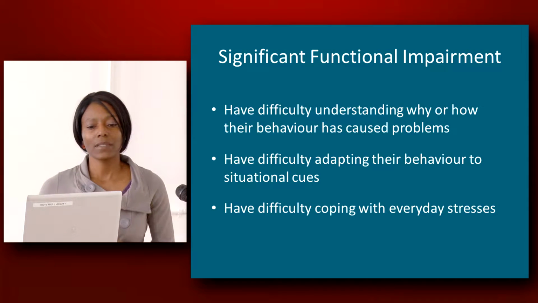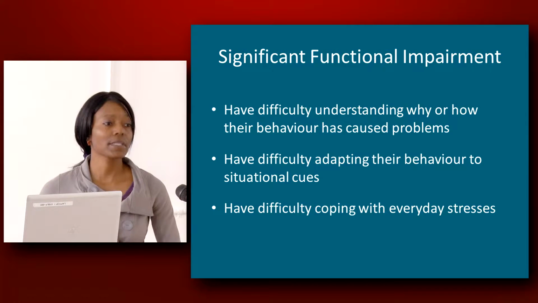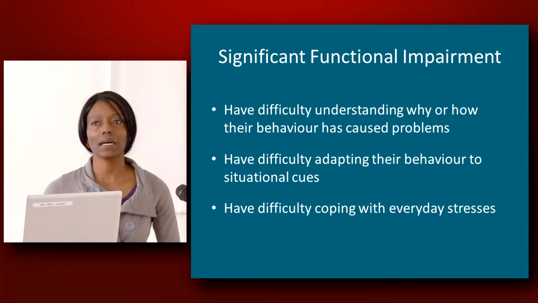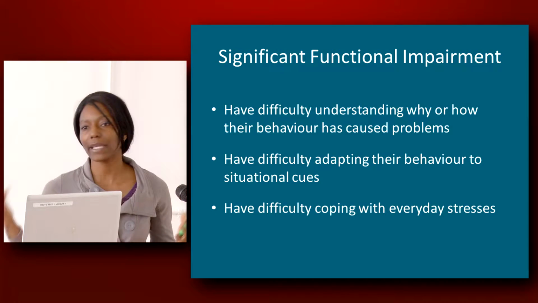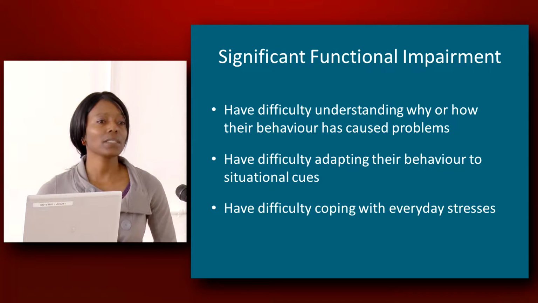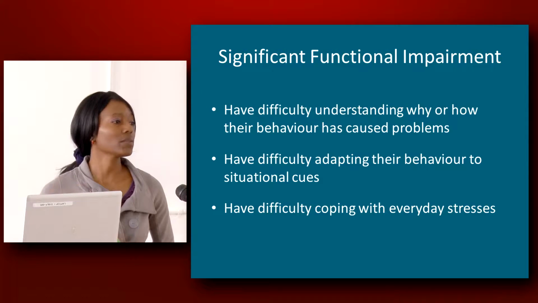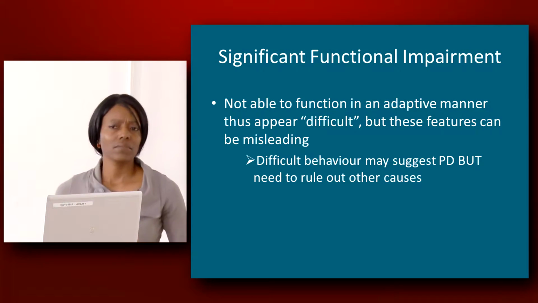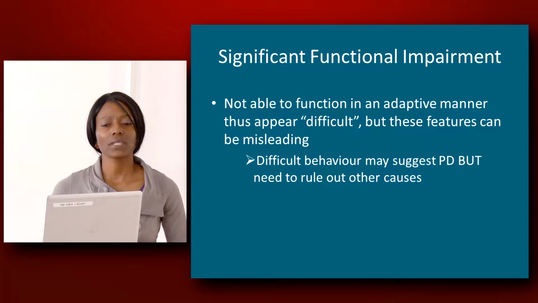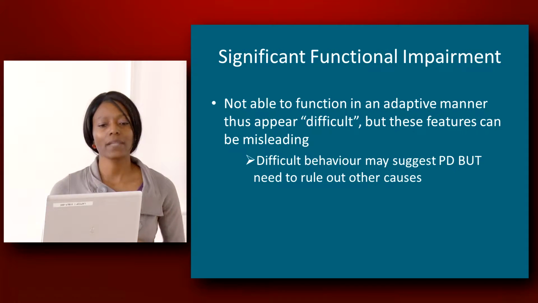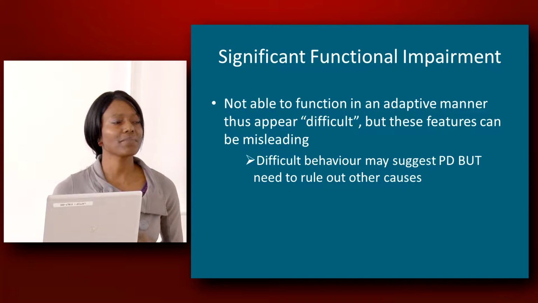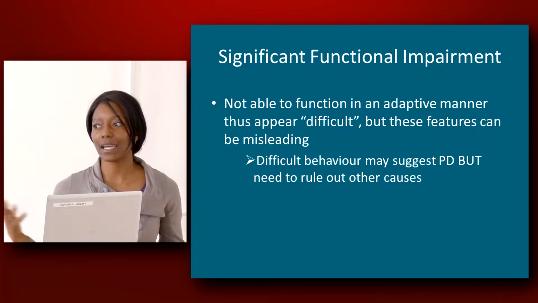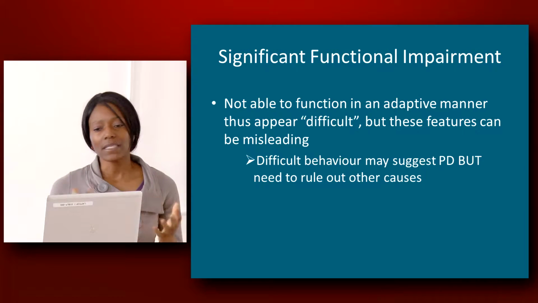They have difficulty adapting their behavior to situational cues, for example, and intense difficulties coping with everyday stressors. So stressors that might not unhinge you or I or the average person can be an incredibly difficult stressor for someone struggling with personality disorder. So the basis of all this is they're not really able to function in an adaptive manner. And the interesting thing, though, is that many people can't function in an adaptive manner, which means it's somewhat misleading.